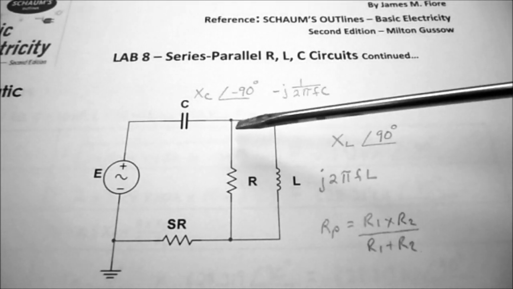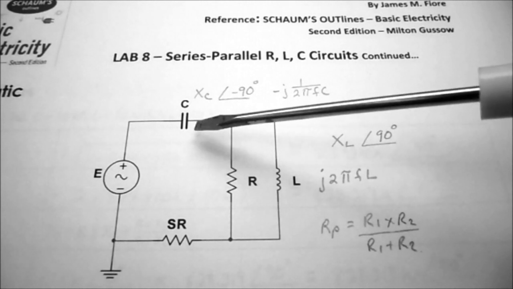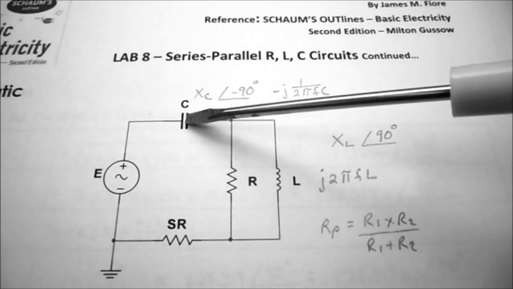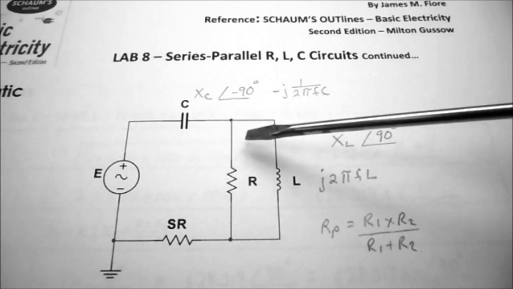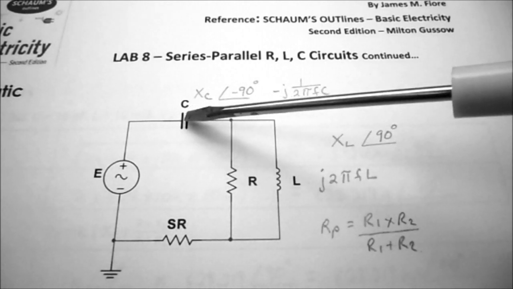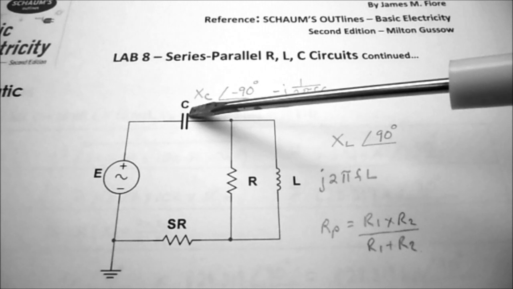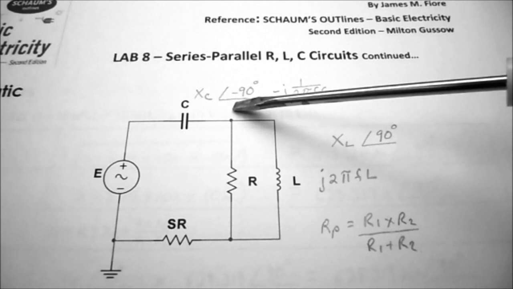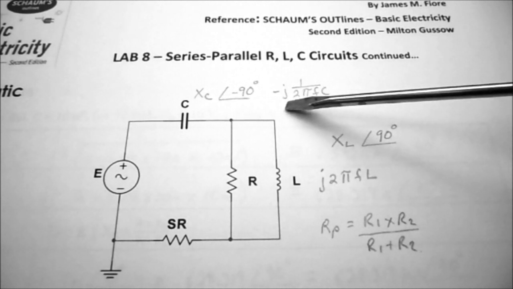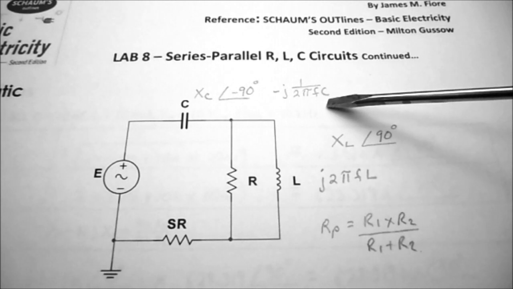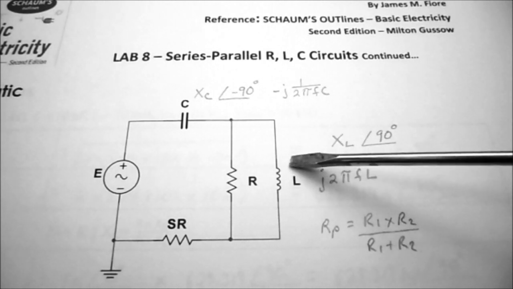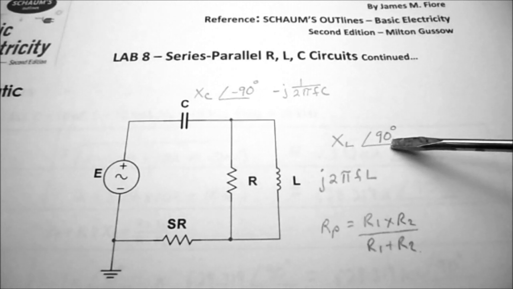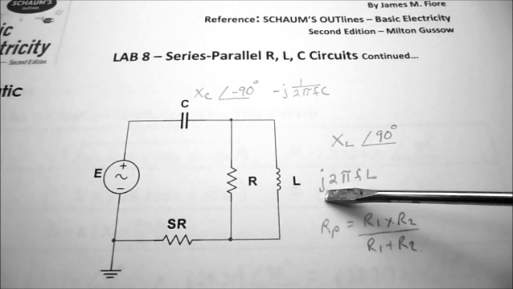Before I show you the page of calculations, I just want to remind you that this is a series parallel circuit, and all we're going to do is try and find the total impedance of the circuit. The resistance caused by the capacitance is XC, and it's going to be at an angle of minus 90 degrees. And remember, that's minus J 1 over 2 pi FC. The resistance generated by the inductor, XL, is at an angle of 90 degrees, and that comes from J 2 pi FL.